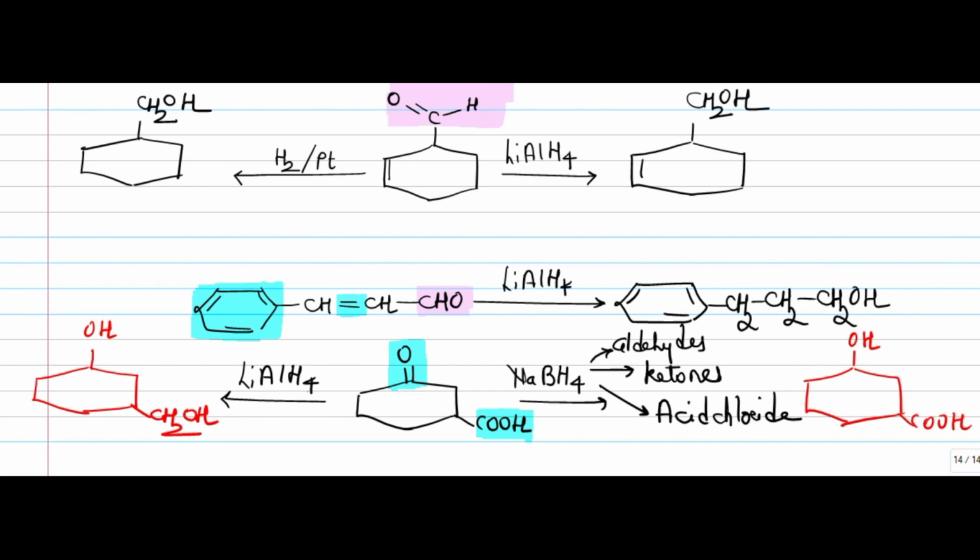So we have completed the reduction of carbonyl compounds using different reducing agents. Now we would quickly move on to the third method of preparing alcohols, and that is from Grignard reagents. So let us do that synthetic method of producing alcohols from Grignard reagents.